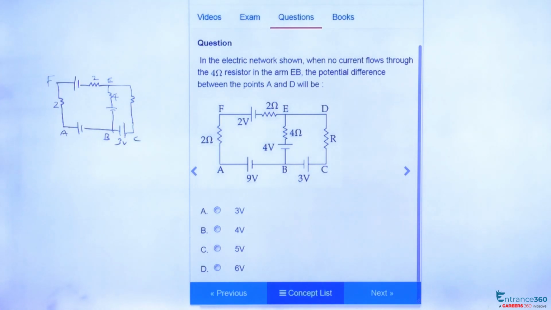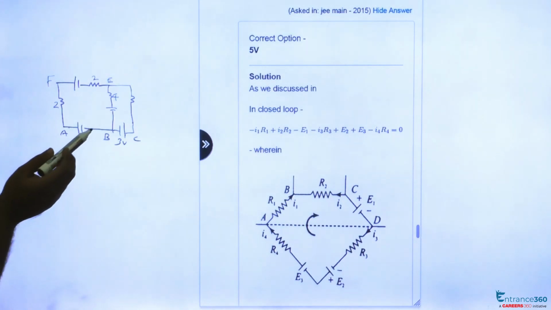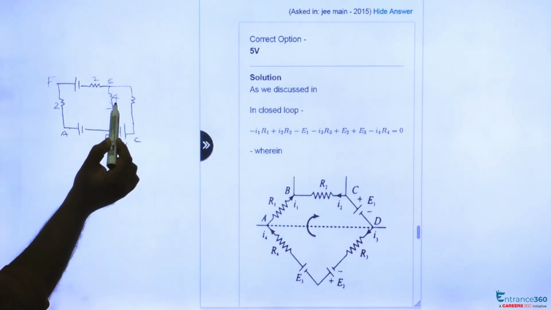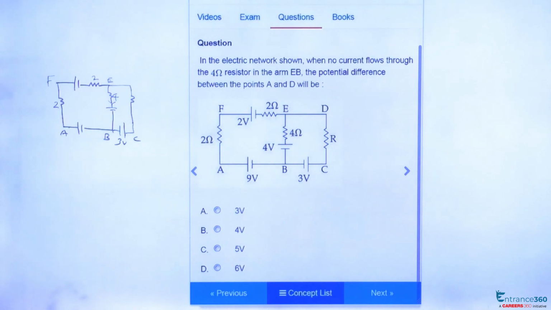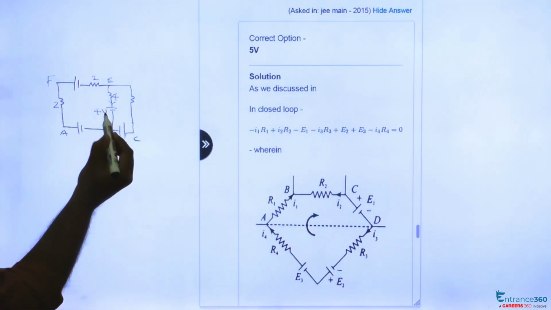Now let's use the concept of Kirchhoff's voltage law here. It is given in the question that the current through this 4 ohm is 0. So the voltage here is given as 4 volt.